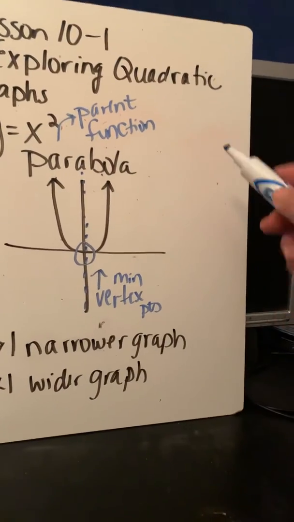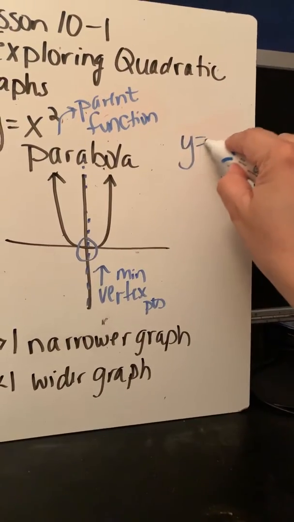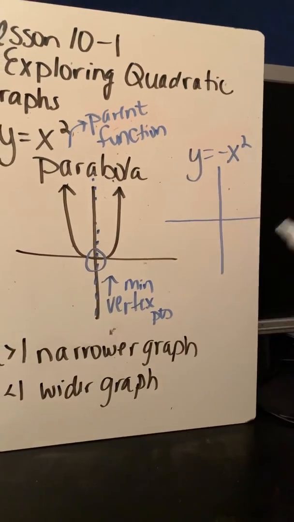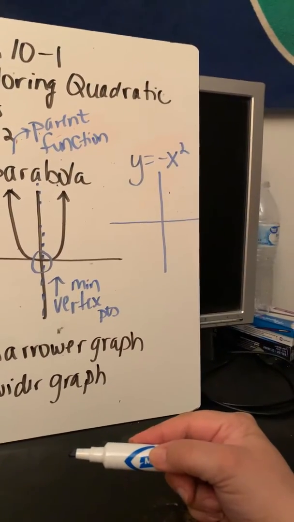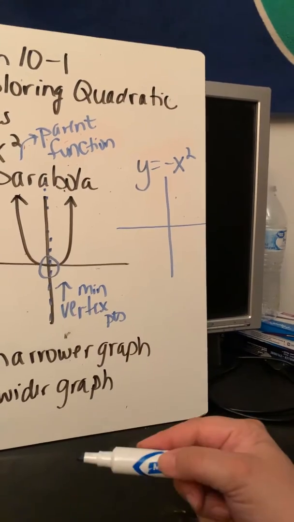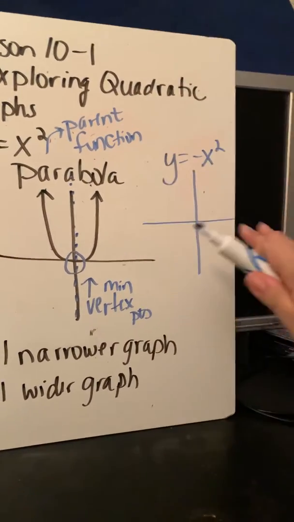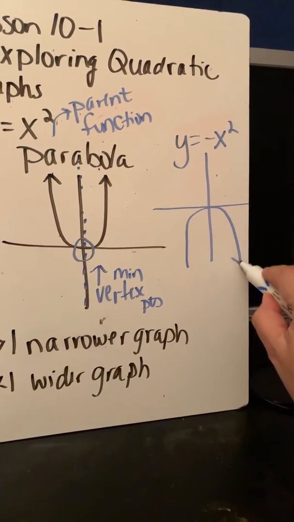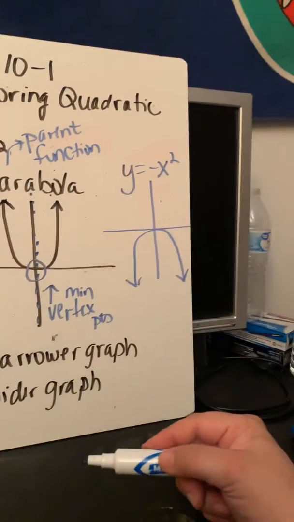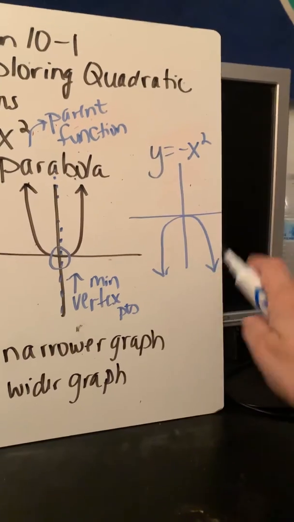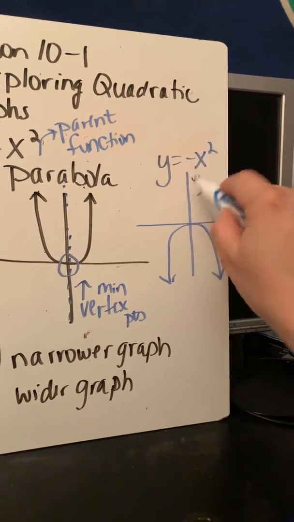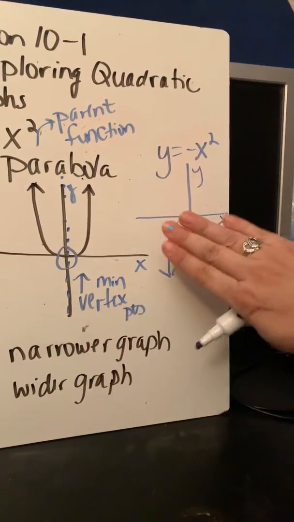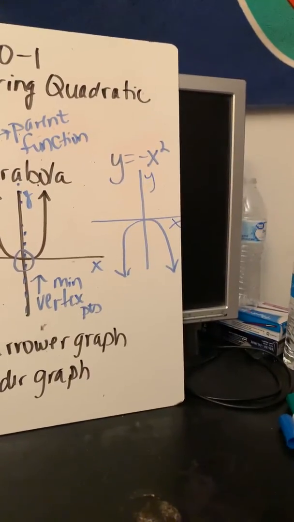So let's say I had y equals a negative x squared. What do you think happens to a graph when it becomes negative? It flips it. Okay, it's just a reflection of it. So a negative is just going to take that parabola and turn it upside down. It's going to reflect it across that x-axis. So it just takes it down. So it's like a mirror image.